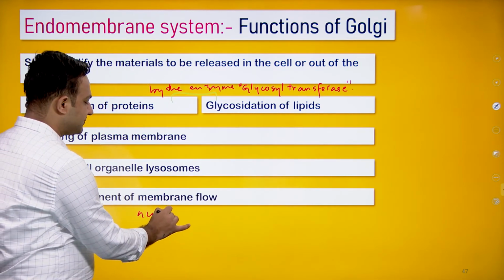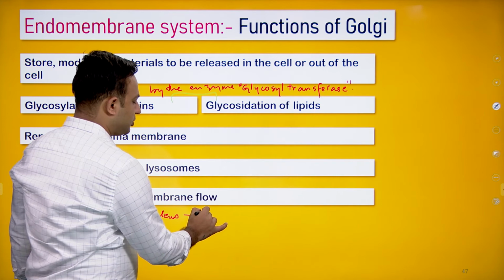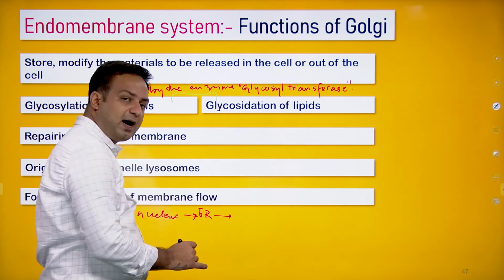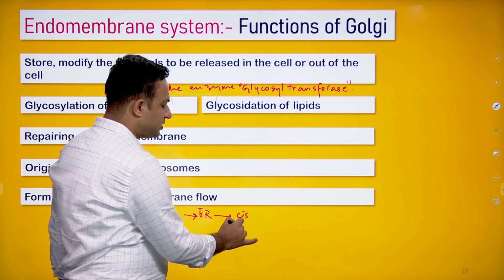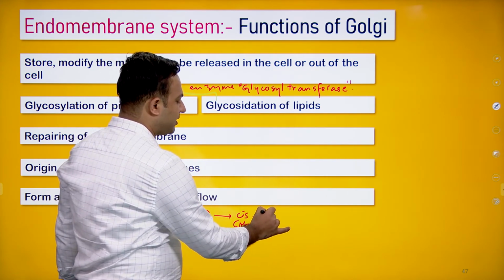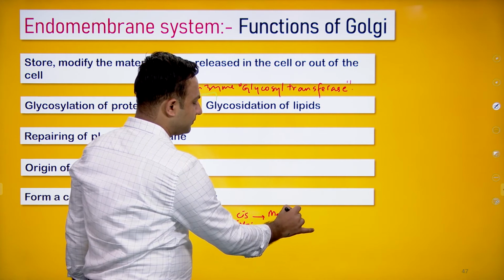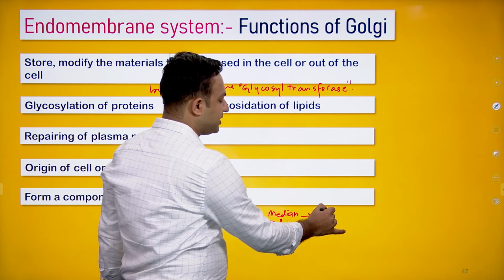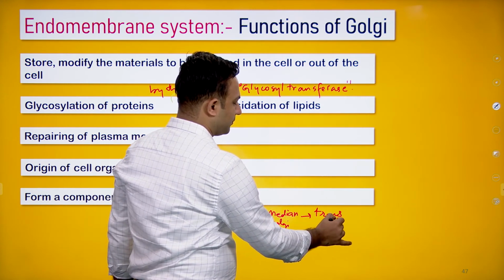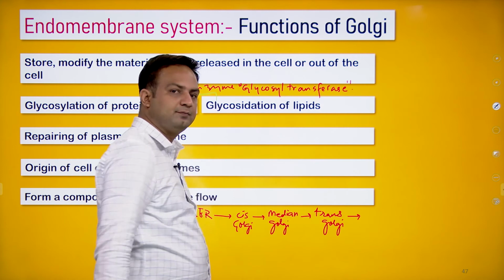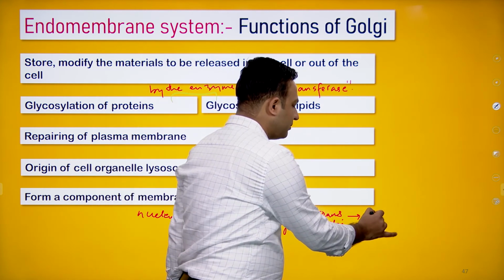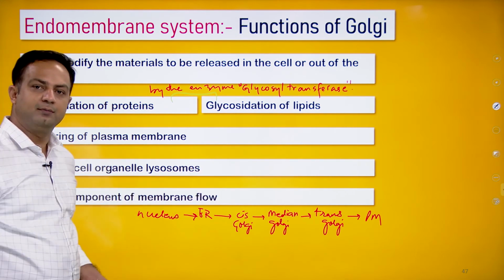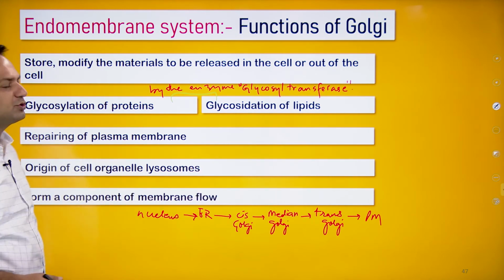From the nucleus to ER, from the ER to cis Golgi, then I will write median Golgi, and then I will write trans Golgi, and here is the end, right? Going to the plasma membrane. This is the membrane flow, extended, okay? So these are the functions of the Golgi apparatus.